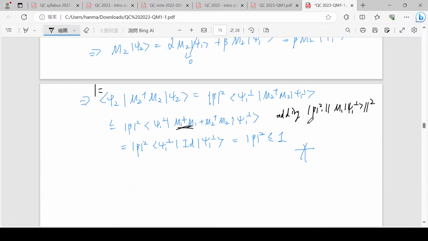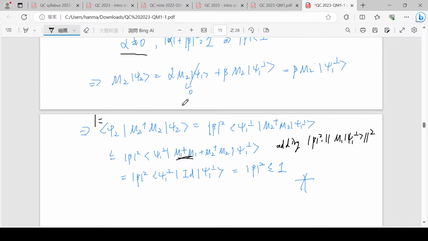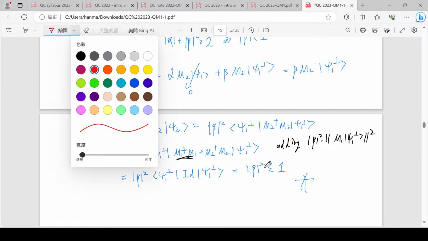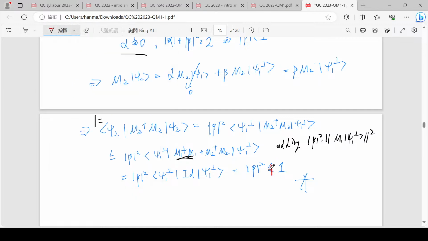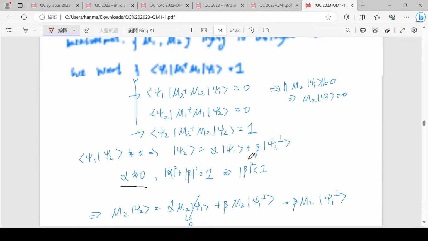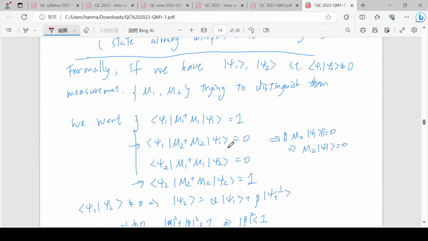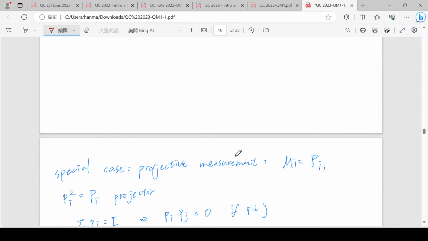So I wrote this wrong, it should be less than or equal to. It should be strictly less than 1, as we said. So 1 strictly less than 1 is a contradiction, so this cannot happen. And yeah, we are just on time. No, we are really slow.